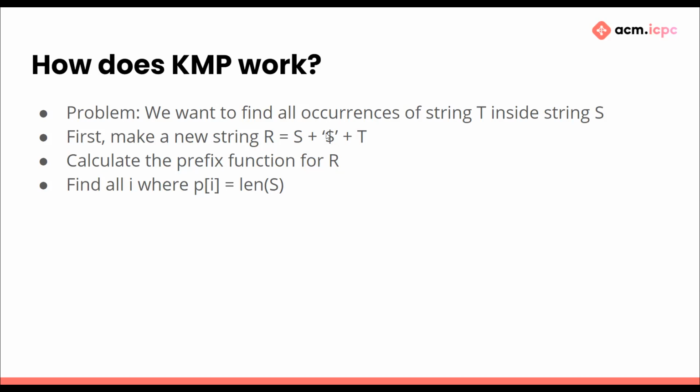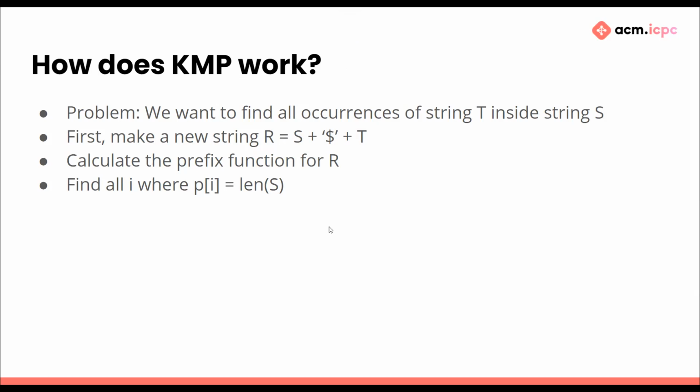And that's why we put a character that does not exist in t or s, because that acts as a blocker. So it will never match anything in t or s. So your prefix function will never go over the length of t, because it will never match the $ sign to anything. So that's how you use KMP in the case of finding all occurrences of string t inside a string s.